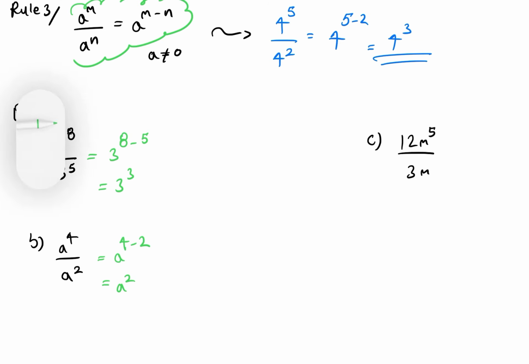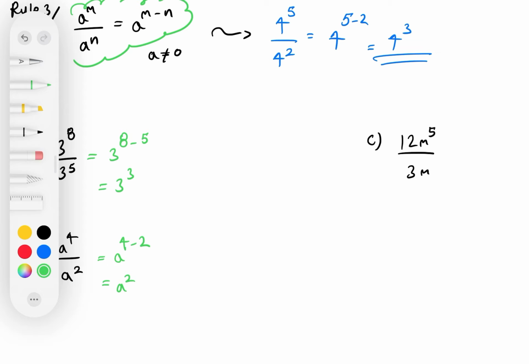Now let's take a look at C. C is a bit tricky, and this is the one you have to be careful about. First, you have to divide the numbers. So 12 divided by 3 is 4. And then you have to take care of the power. So you have 4m to the power of 5 minus 1. So the final answer is 4m to the power of 4.